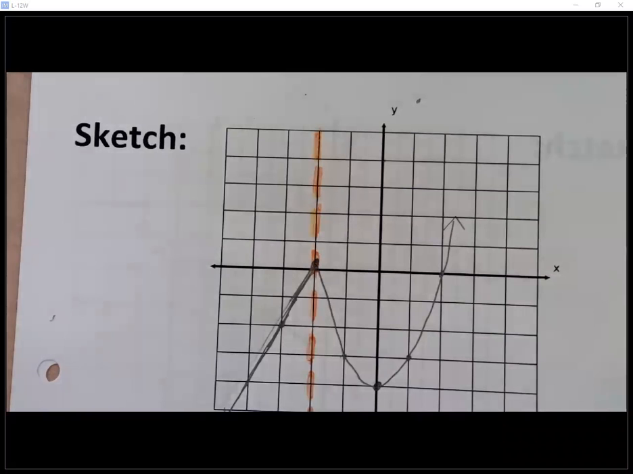So there you have it. You just graphed the piecewise function. Look at you go. Let's try the next one, shall we?